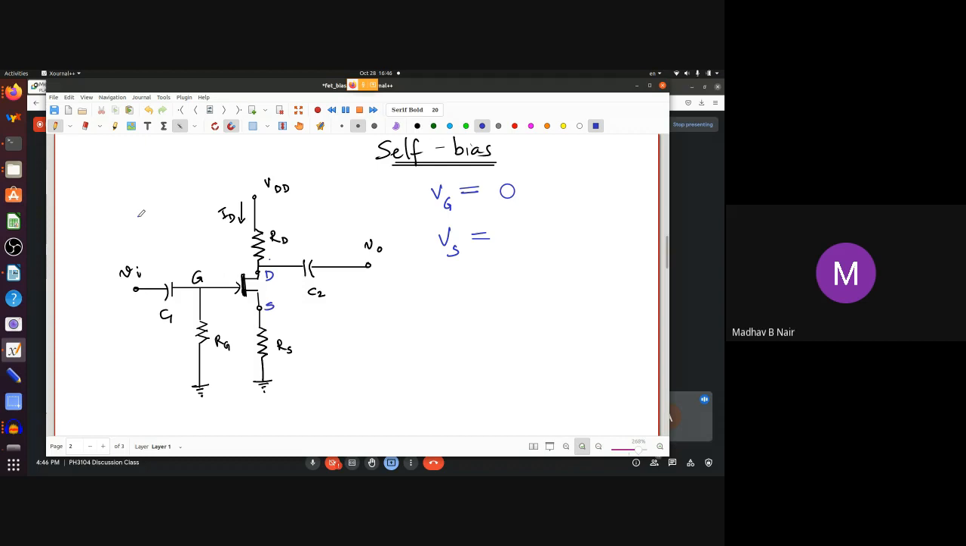Through the gate 0. So how much flows through the source? So ID only then. Exactly, ID will have to flow out, right? That's Kirchhoff's current law. Current in equals current out.